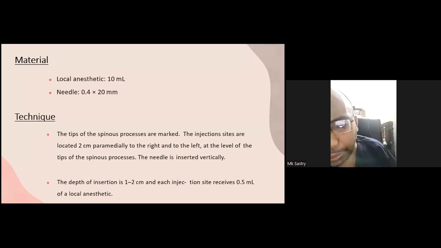Now you can see local anesthesia is 10 ml. Needle is 0.4 by 20 mm. Now this local anesthesia of 10 ml may also create a lot of problems in the cervical spine. It may put the patient into a coma also. So never try to use these methods unless you are an expert. These are methods of anesthesia. I am teaching you anesthesia, but I have combined anesthesia into the acupuncture method.